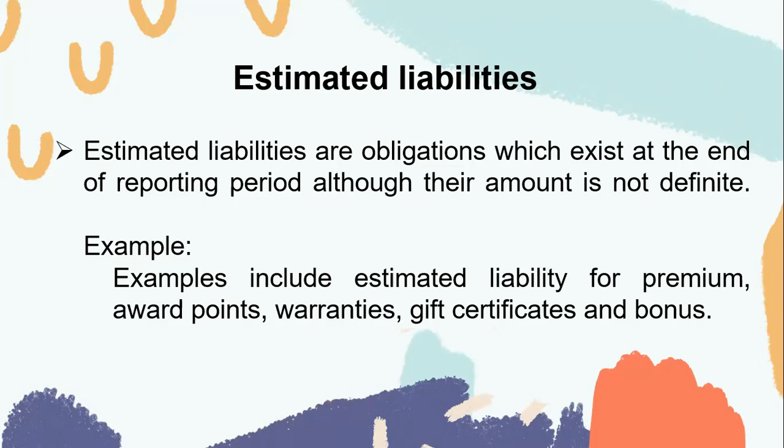Estimated liabilities. Liabilities are obligations that exist at the end of the reporting period although their amount is not definite or has not been stated. Examples include the estimated liability for premiums, award points, warranties, gift certificates, and bonus. The estimated liabilities are either current or non-current in nature.